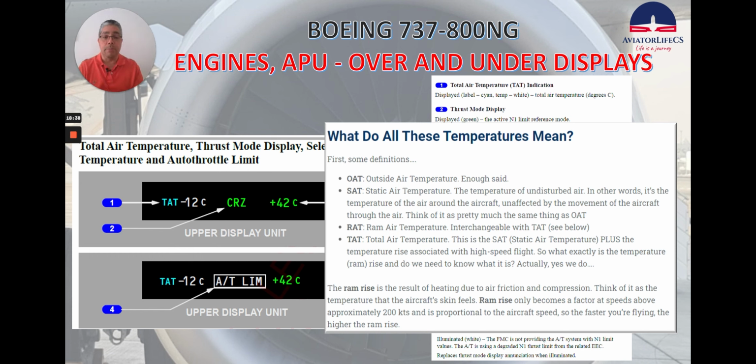RAT is the RAM air temperature, interchangeable with TAT. TAT is the total air temperature, and that's the indication we have here. This is the static air temperature plus the temperature rise associated with high speed flight. So what exactly is the temperature rise, and do we need to know what it is? The RAM rise is the result of heating due to air friction and compression. Think of it as the temperature that the aircraft's skin feels. RAM rise only becomes a factor at speeds above approximately 200 knots, and it is proportional to the aircraft speed. So the faster you're flying, the higher the RAM rise.